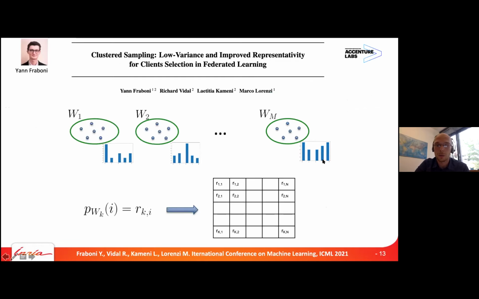And this is actually what we proposed, what we addressed in a recent paper with Jan Fraboni, who is a student working here with me. And so the idea was what we call cluster sampling.